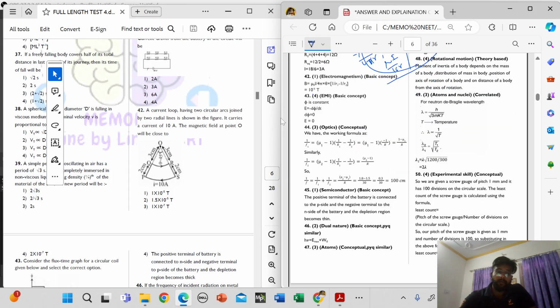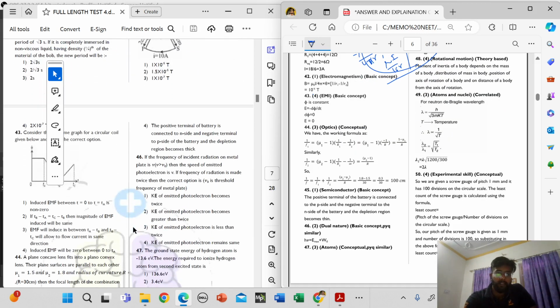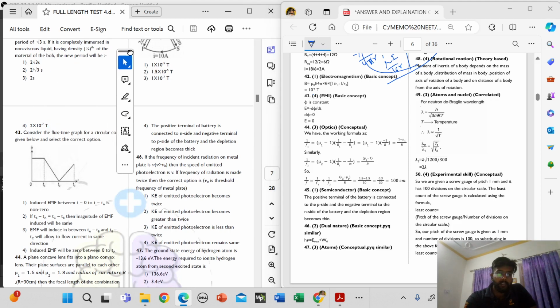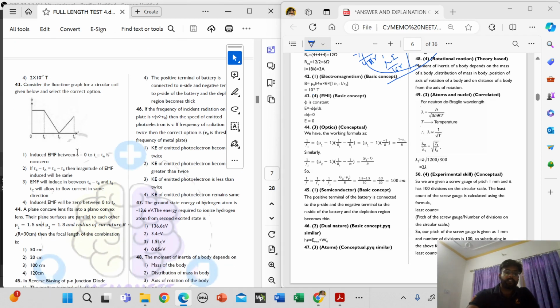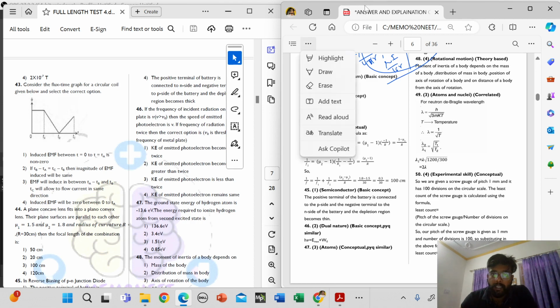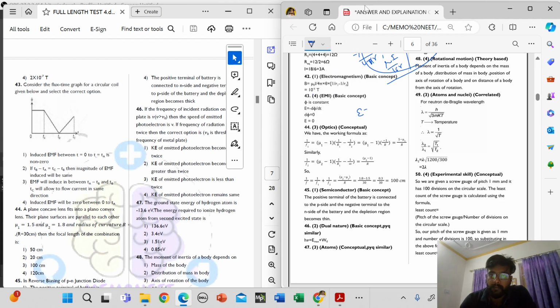Okay. Moving to the next question, question number 43. Consider the flux time graph for a circular coil given below. Select the correct option. See, this is phi versus t, flux versus time. We know that the EMF epsilon is minus d phi over dt. Here the flux is a constant value, so the derivative will be equal to 0. So EMF will be equal to 0.